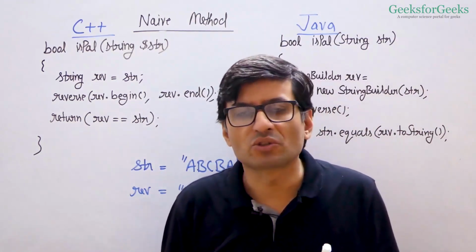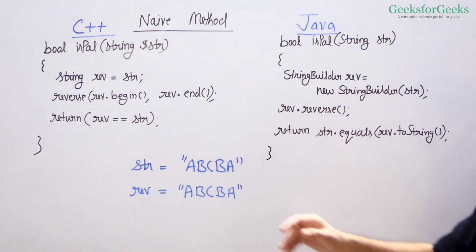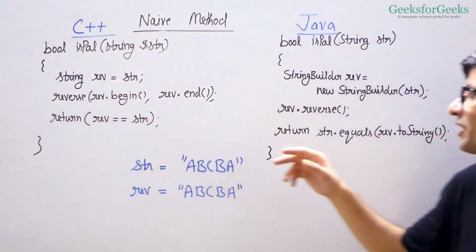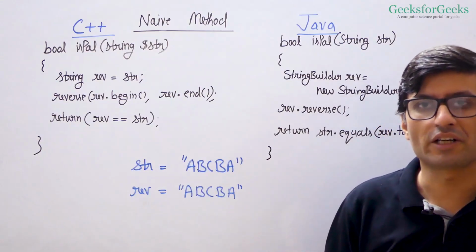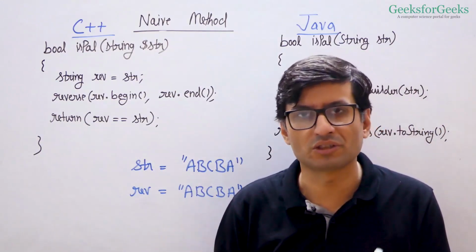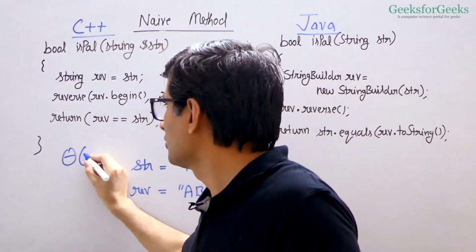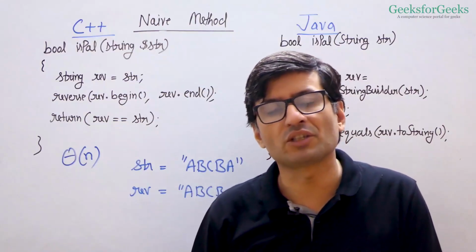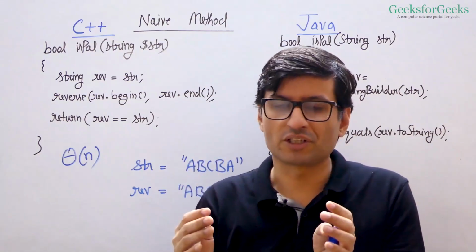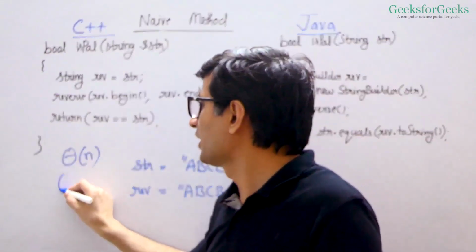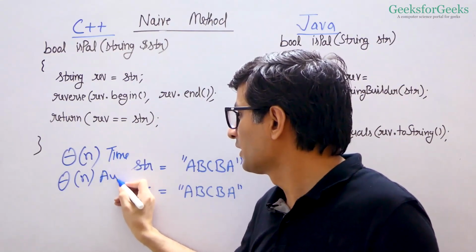Let us now analyze the solutions. In both the solutions, we are creating a copy of the string, right? We are creating a reverse string here and we are creating a reverse string builder here. And this requires auxiliary space, right? And then we are comparing reverse and the original string one by one. So it's going to take theta n time, because you will always do the reverse. Whatever string you are provided, you are always going to traverse through the whole string and then reverse it, right? Also it requires theta n auxiliary space. So theta n time and theta n auxiliary space, right?